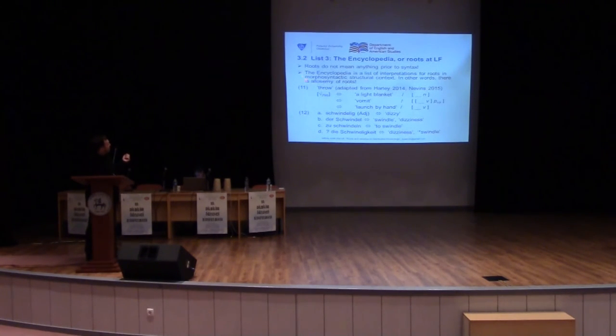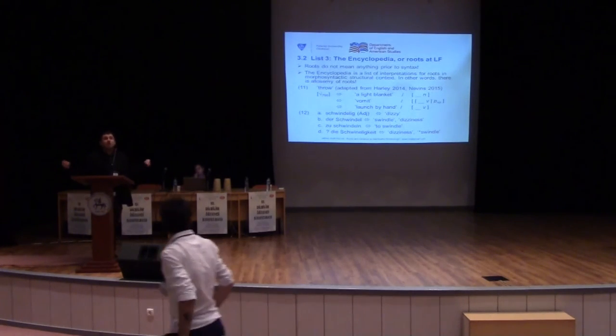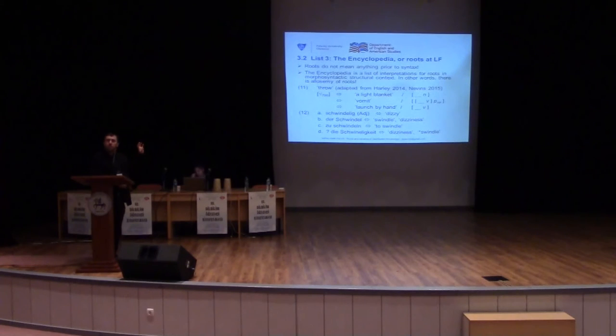So I'm going to give this example first. This is an example from Harley and Noyer's throw. So let's call it root 795. So throw, in the encyclopedia, there's an entry for throw when it's a noun, and it means a light blanket, a throw. Now, here it's funny. If you put throw in the syntactic context with a preposition up, and you probably know that English and Germanic languages have all these phrasal verbs, well, this is what they are. They are a special interpretation for a root in a syntactic context. So throw in the context of up means vomit.